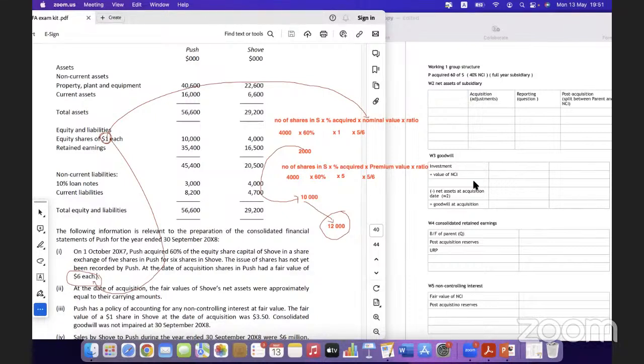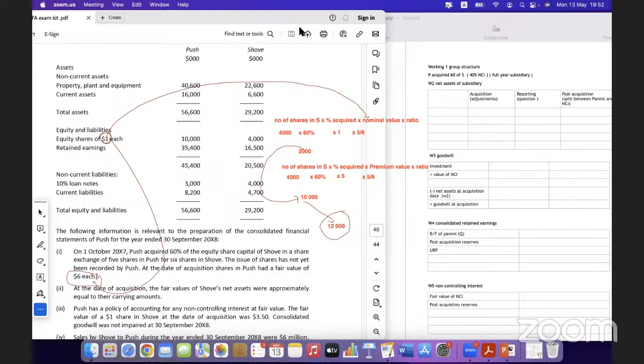Premium value is something like this. Premium value means the difference between the nominal value and the market value of a share. That's what we call premium. That means the nominal is the minimum value, no? When compared to the minimum value, how much people are willing to pay extra. So the nominal value is 1, minimum. Market value is 6. The difference between market value and nominal value is what we call premium value. So that's how we got 5, where the answer is 12,000.